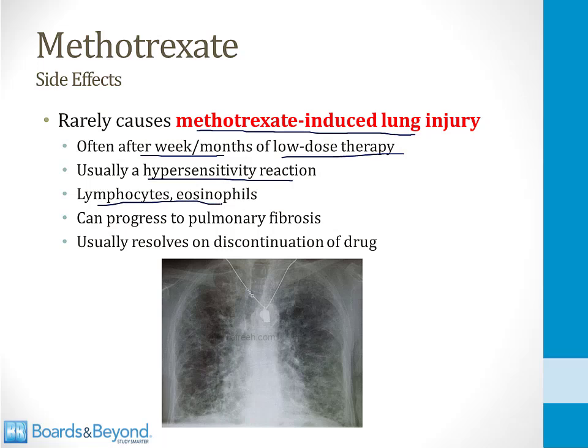If left untreated, it can potentially progress to pulmonary fibrosis, like what's shown in this X-ray on the screen here. And for that reason, you'll read in some review books that methotrexate can cause pulmonary fibrosis. Usually it doesn't get to this point, and usually the lung symptoms resolve on discontinuation of the drug.